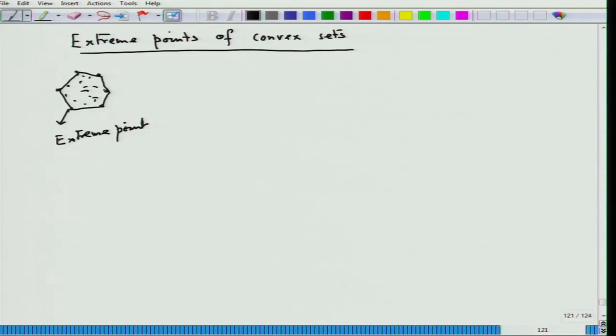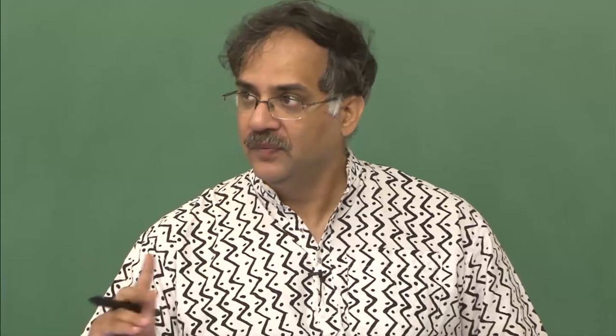The feature is that I cannot take two distinct points on this set and express this point as a linear combination or a convex combination of these two points. Suppose I take this point and this point, two distinct points on the given set, and I join them, I will get some point here. It will never become a point on the corner. A point on the corner can never be expressed as a convex combination of two distinct points of the set. These are the characteristics of extreme points.